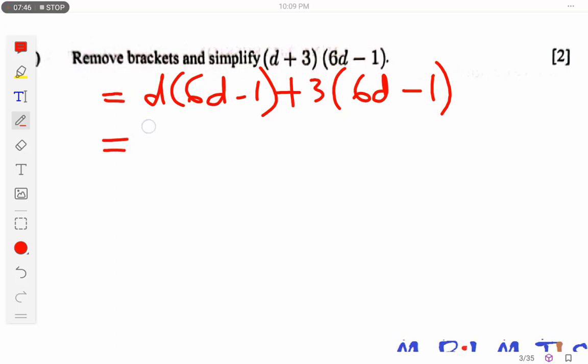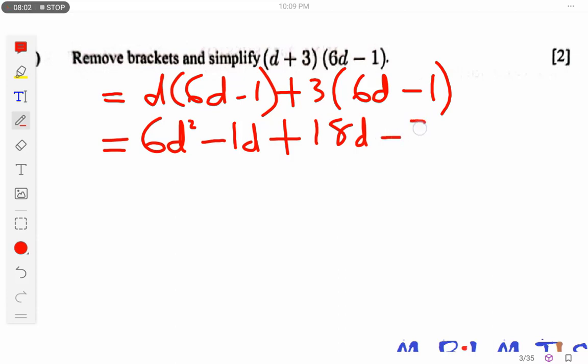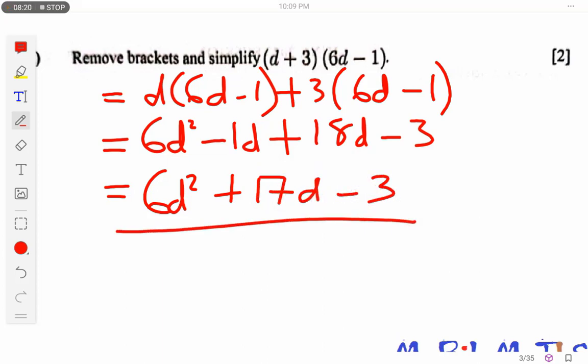D by 6D, we get ourselves 6D squared. D by minus 1, we get minus 1D. Plus 3 times 6D, we get ourselves 18D. Then 3 by minus 1, we get minus 3. Okay, like that. Now, you see these have all D's, so we can simplify that part there. So we are going to have 6D squared minus D plus 18, we get ourselves plus 17D. Then we have got minus 3 there. So this will be our final answer when we are removing brackets.